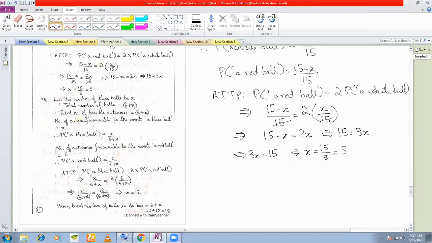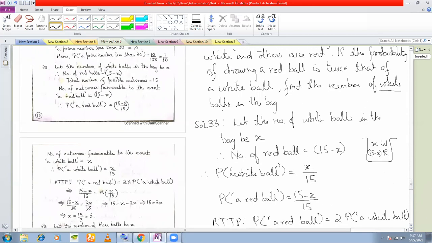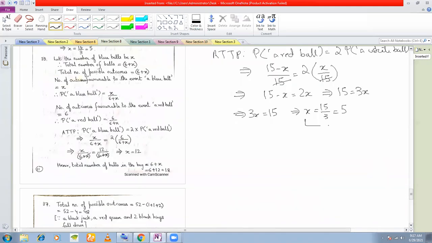And that is your answer, because your question was how many white balls are there. Find the number of white balls in the bag, and we have taken the number of white balls to be x, and therefore the value of x here is 5. Therefore, the number of white balls here is 5. A very similar question is the next problem.